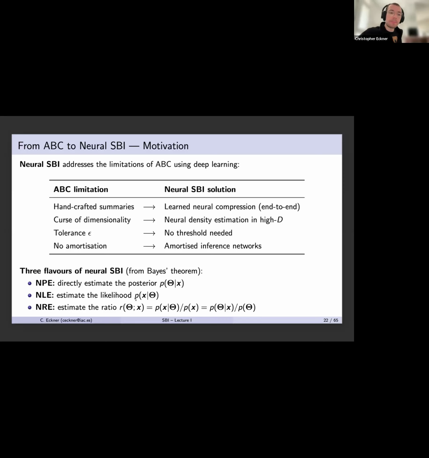You might even do Monte Carlo sampling of the likelihood in the normal way with the inferred likelihood. And then the third case is neural ratio estimation, which infers the ratio of either the likelihood to the evidence or the posterior to prior ratio. This comes in handy for certain types of problems, and we'll discuss this also later.